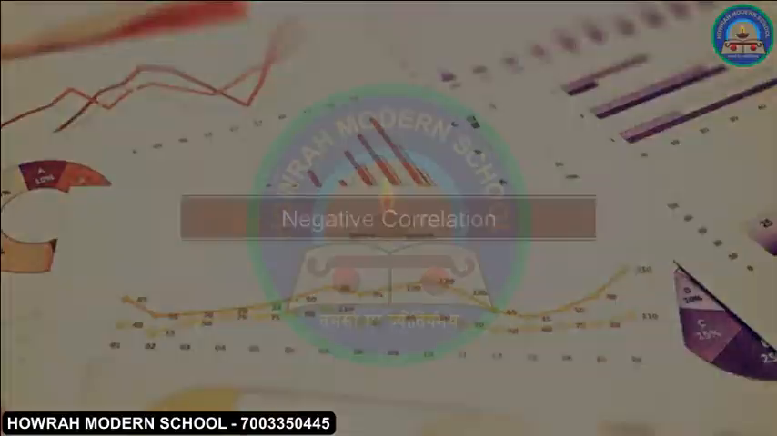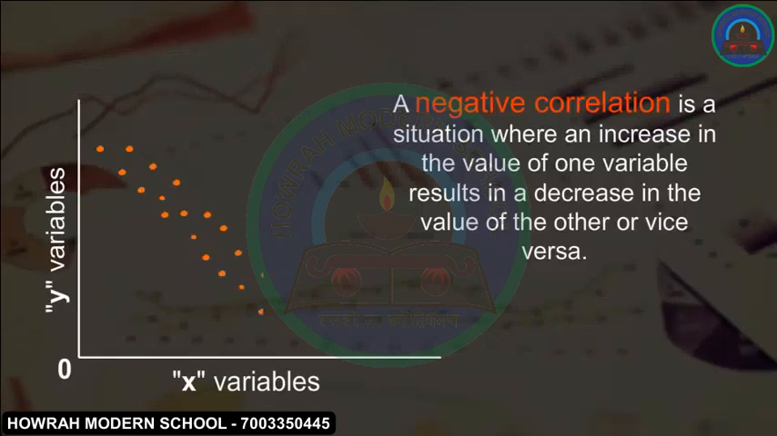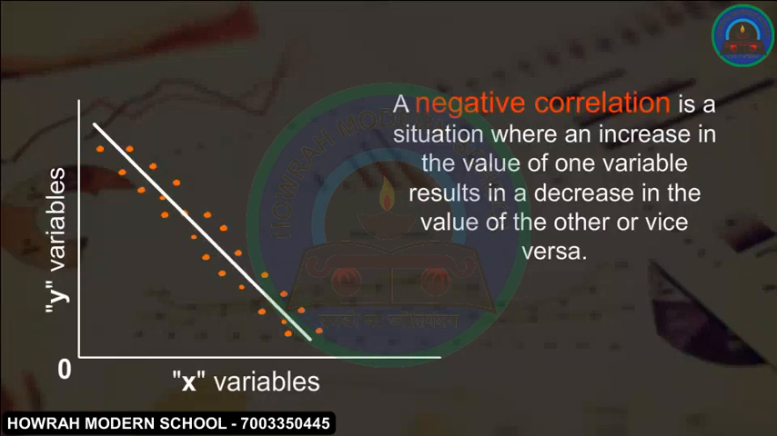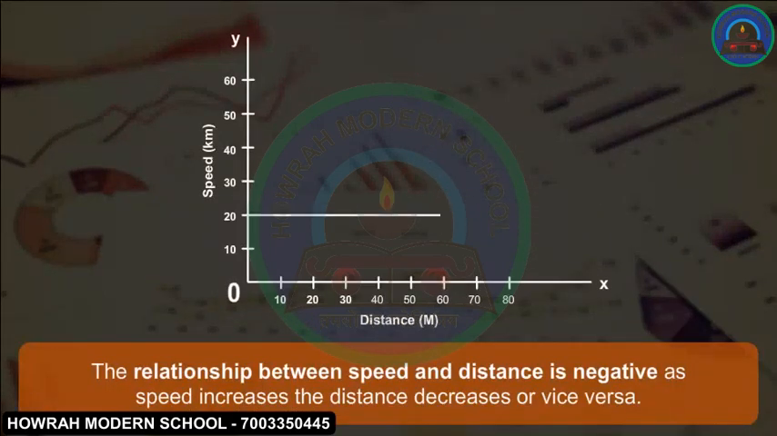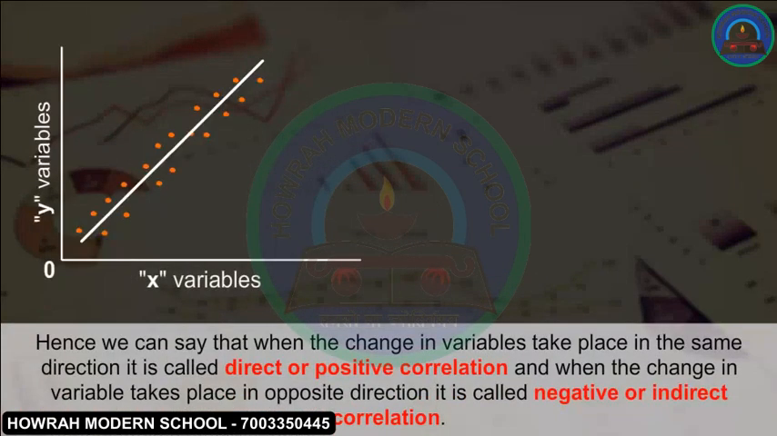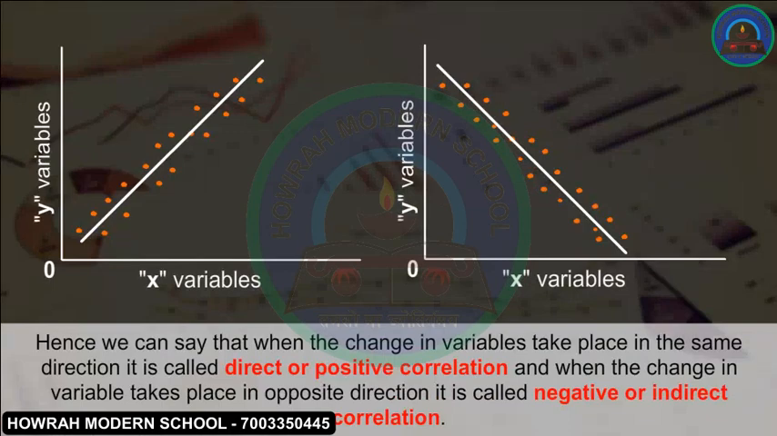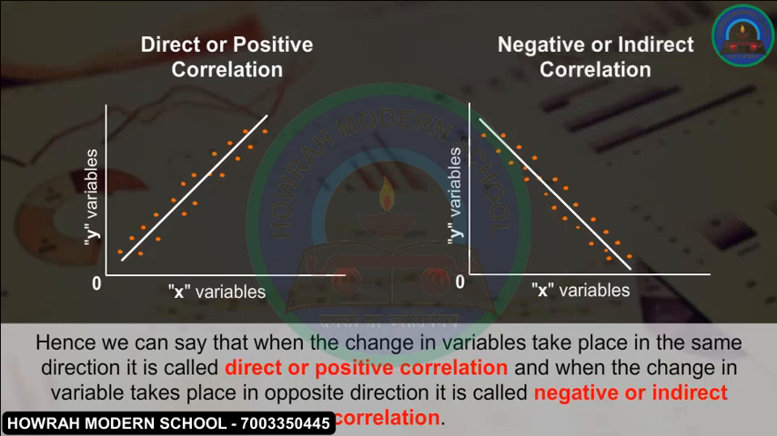Negative correlation. A negative correlation is a situation where an increase in the value of one variable results in a decrease in the value of the other or vice versa. The relationship between speed and distance is negative. As speed increases, the distance decreases or vice versa. Hence, we can say that when the change in variables takes place in the same direction, it is called a direct or positive correlation. And when the change in the variables takes place in the opposite direction, it is called negative or indirect correlation.